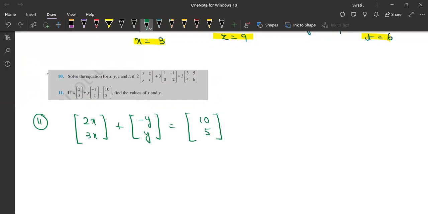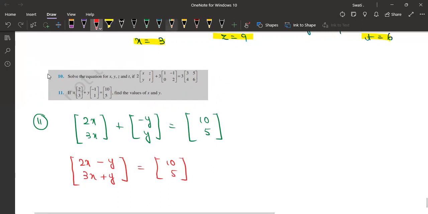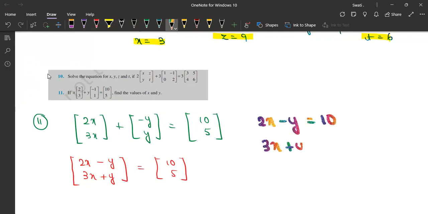Now again, same rule, same reason, that corresponding entries of the two equal matrices are equal. So therefore, this will become 2x. First, add this matrix. So 2x plus minus is minus y, and this will become 3x plus y. And of course, this is going to be 10 and 5. Now, using that reason, the corresponding entries of the two equal matrices are equal, you can write down 2x minus y equals 10, and 3x plus y equals 5.